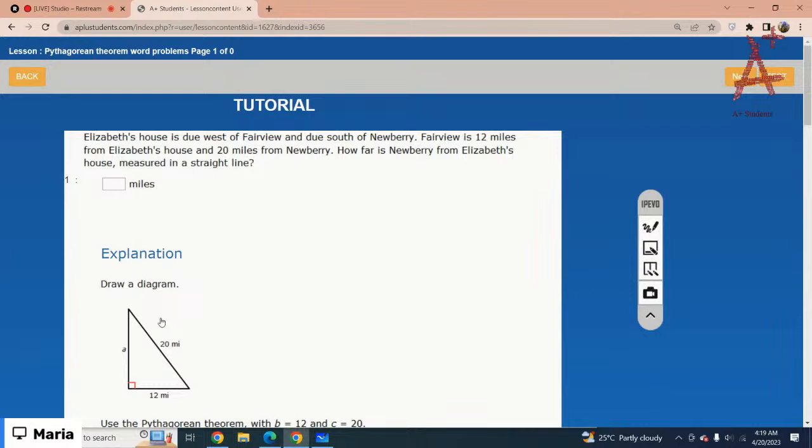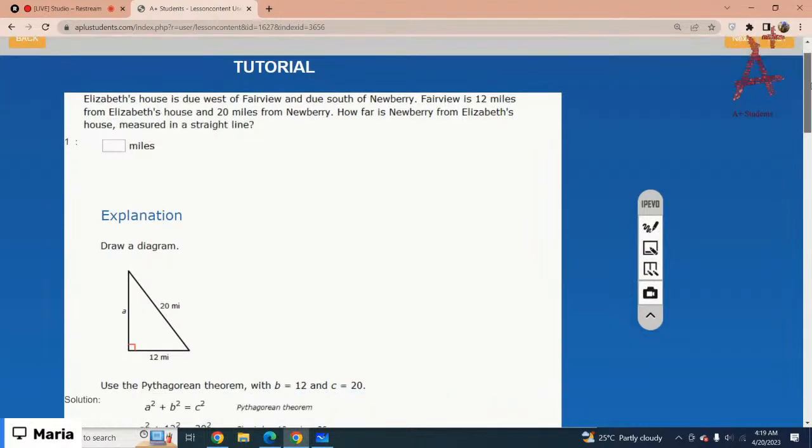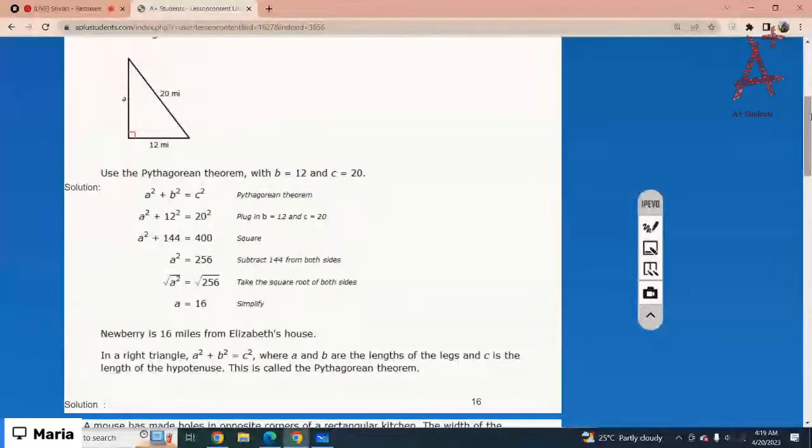You have to calculate the side length a. Just use the Pythagorean theorem. You are given the other two sides. They are 12 and 20, and just do the calculations. It would be a equals 16. Got it? Let's just start with the practice questions.